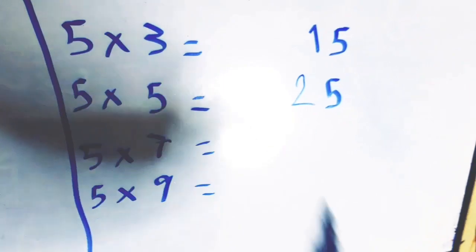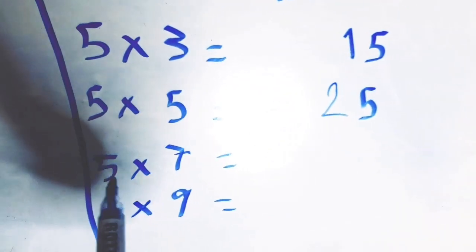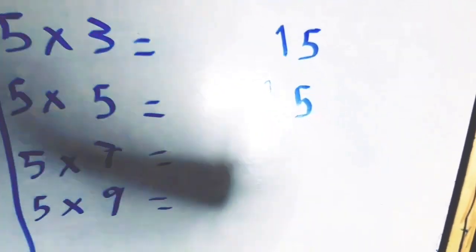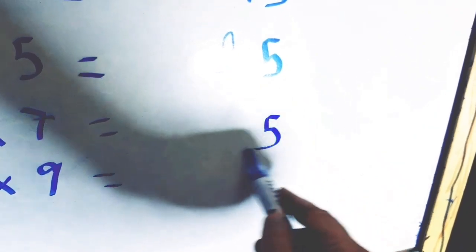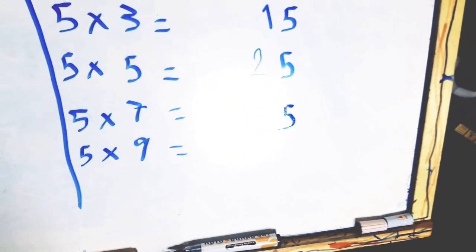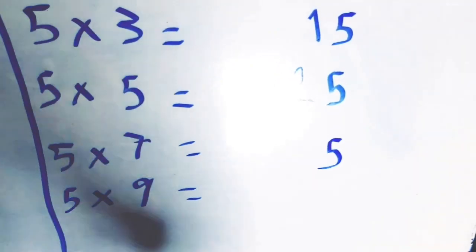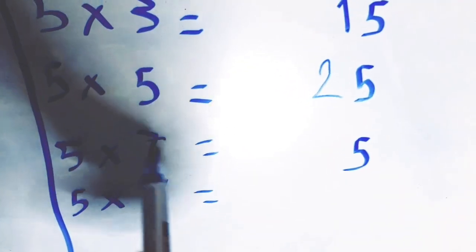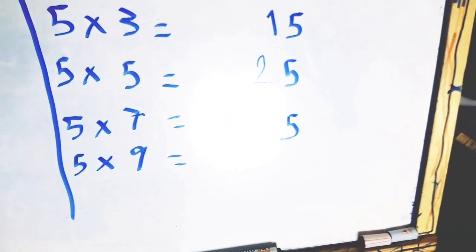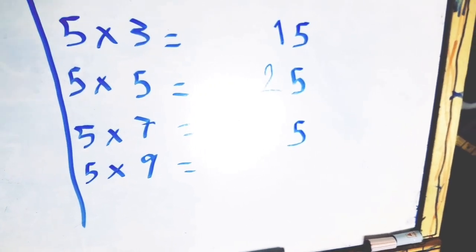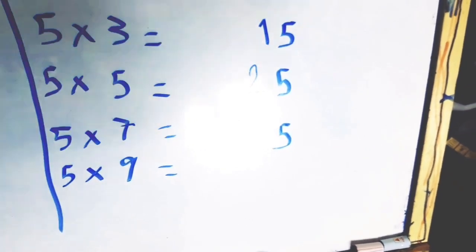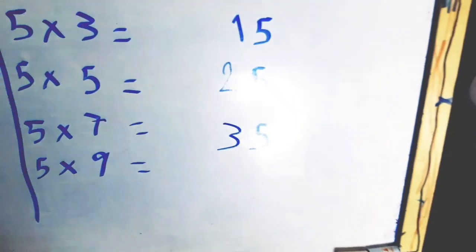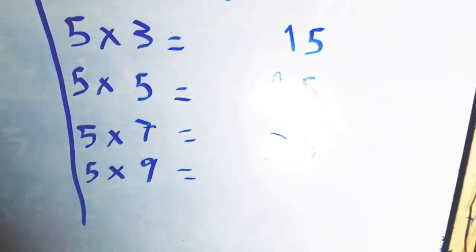5 times 7. We are multiplying 5 by 7. 7 is an odd number, so we put 5 at the units place. After that, we look at the odd number. We subtract 1 from the odd number. We subtract 1 from 7, so we have 6. After that, we divide 6 by 2. 6 divided by 2 equals 3. So 35 is the multiplication product of 5 times 7.